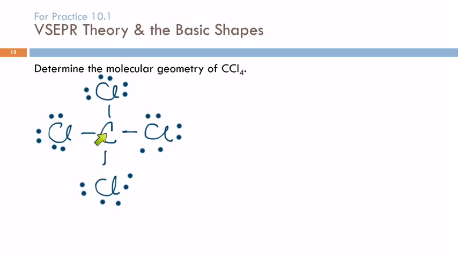How many electron groups are around the central atom? 4. How do 4 things get away from each other? They make a tetrahedron. So the geometry here is tetrahedral. Tetra is the prefix that means 4. It's that shape. Any questions?